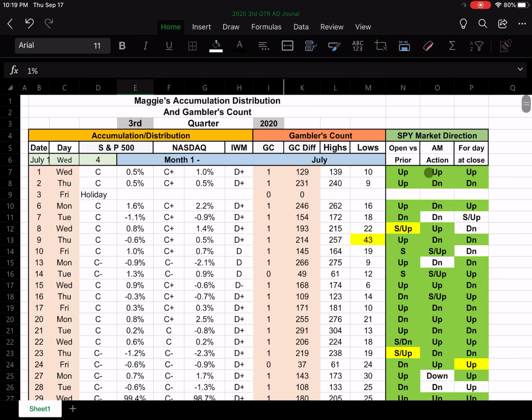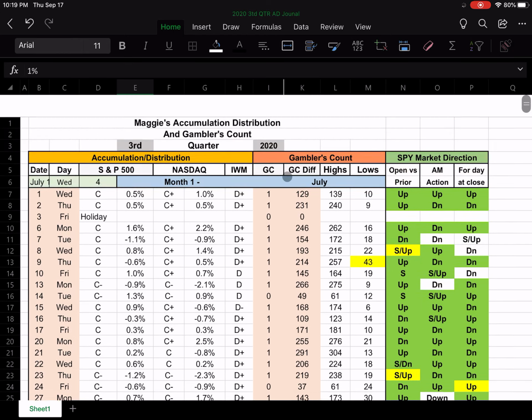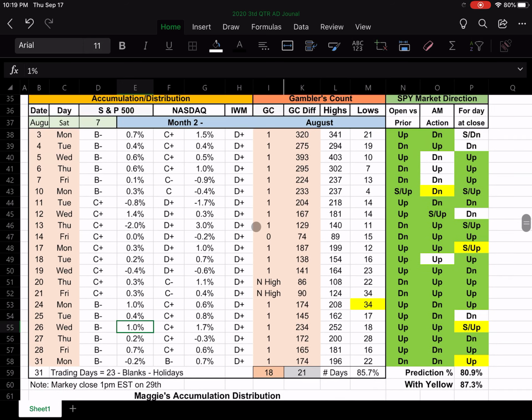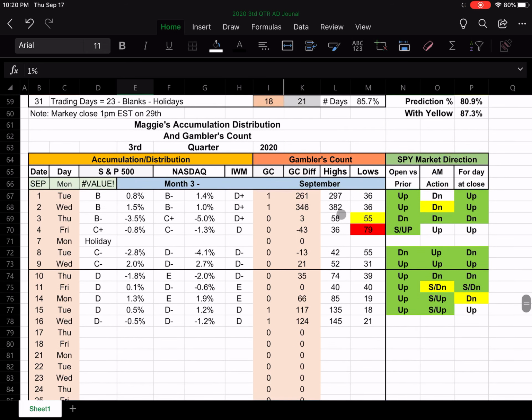Okay, this is a video on how to update what Maggie calls the accumulation distribution and also the gambler's count. The first thing, I'm going to scroll down here, that's the heading that I wanted to show you, but she breaks it down by month. For some reason she writes it here instead of right there where it's right above it. That kind of makes more sense to me. I haven't changed it yet on mine. But we're in September. The first thing that we enter is the accumulation distribution grades.